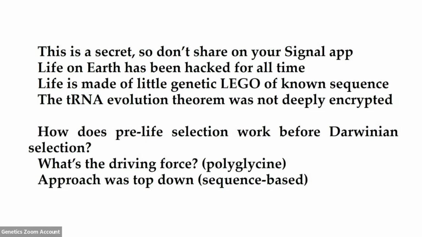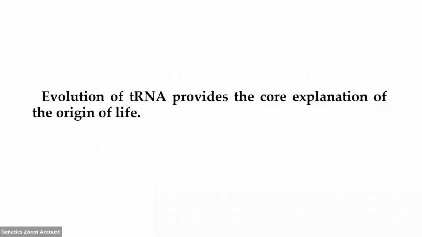And the approach that I took was top-down, so sequence-based approach. Bottom-up approach would be making life in a test tube, and I think at this point you can at least consider doing middle-out type approaches to origin of life. So evolution of tRNA provides the core explanation of the origin of life. If you evolve tRNA, you get life, and if you fail, then you fail to get life.